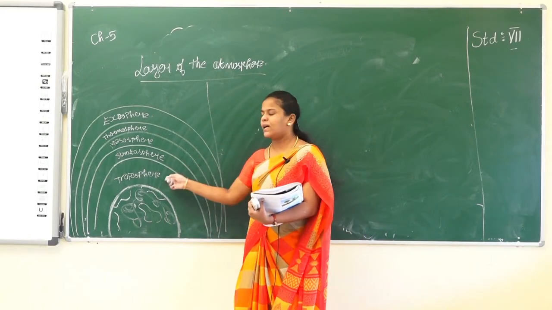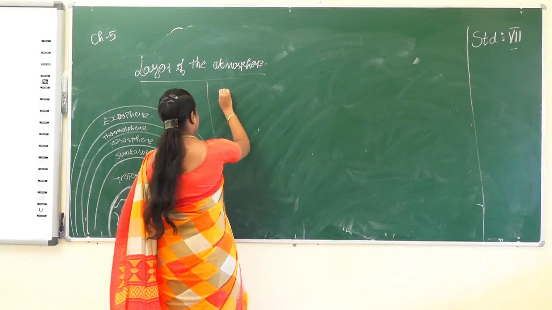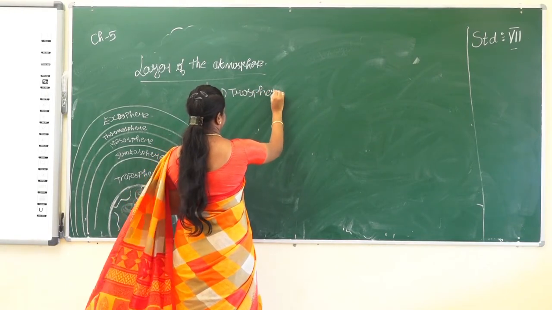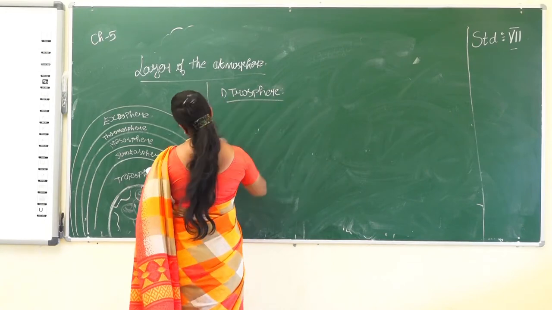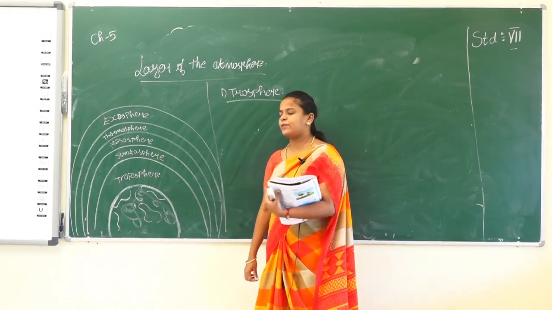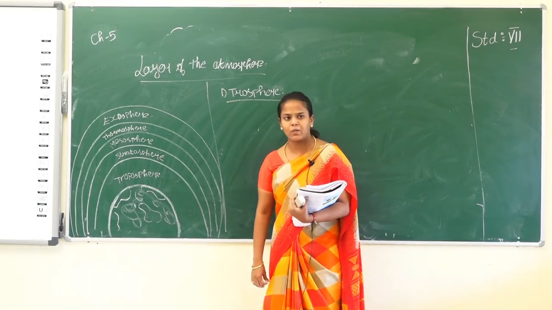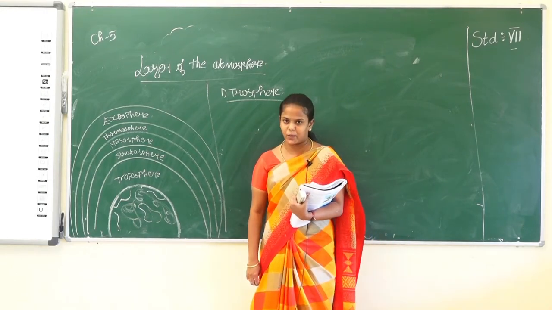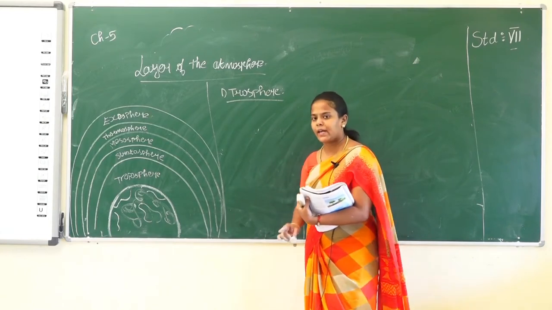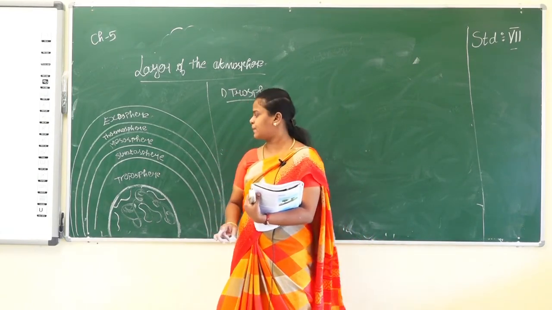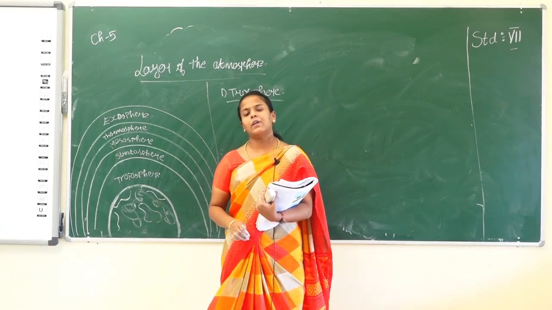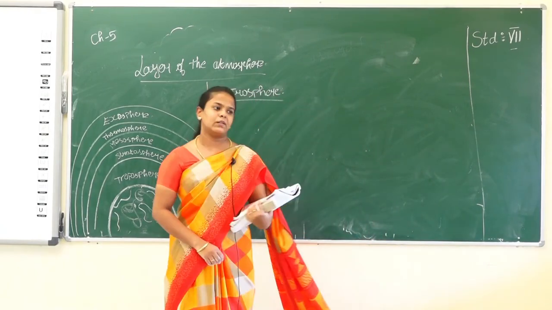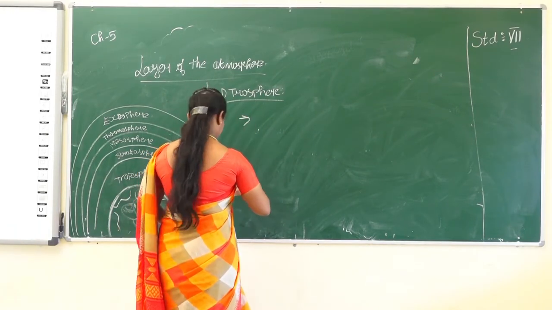The first layer is what, students? It is the troposphere. Shall we repeat, students? How many layers of the atmosphere are there? There are five layers: troposphere, stratosphere, mesosphere, thermosphere and exosphere. I repeat, how many layers? Five layers. We will see one by one. The first thing is about what? Troposphere, the first layer. It is the lowermost layer.